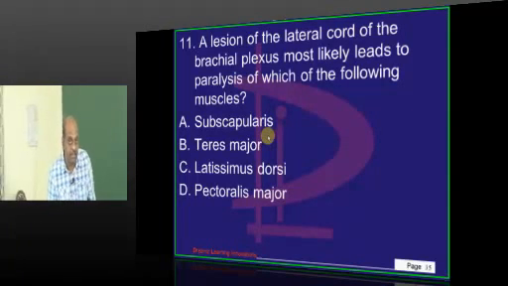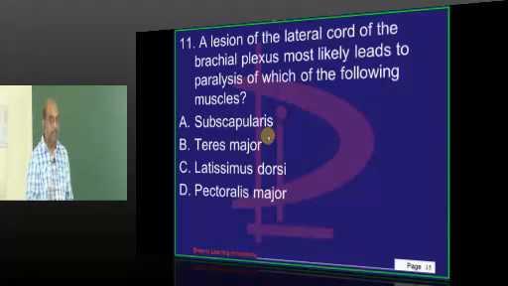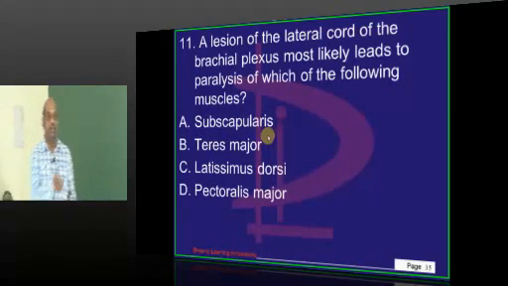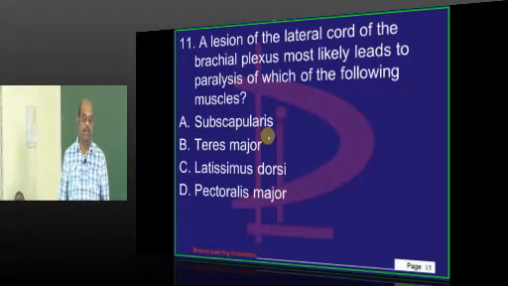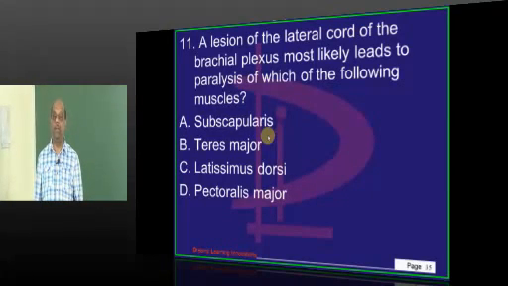You like to propose? B, teres? Latissimus dorsi, you like to say? D for doctor, pectoralis major, you want to say? Yes, what is your answer? Pectoralis major, we studied the nerve supply. Major and minor we have studied, no?